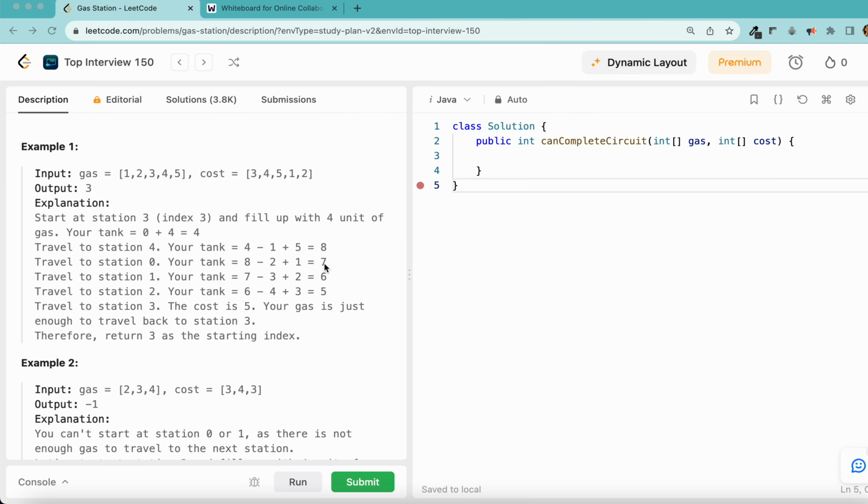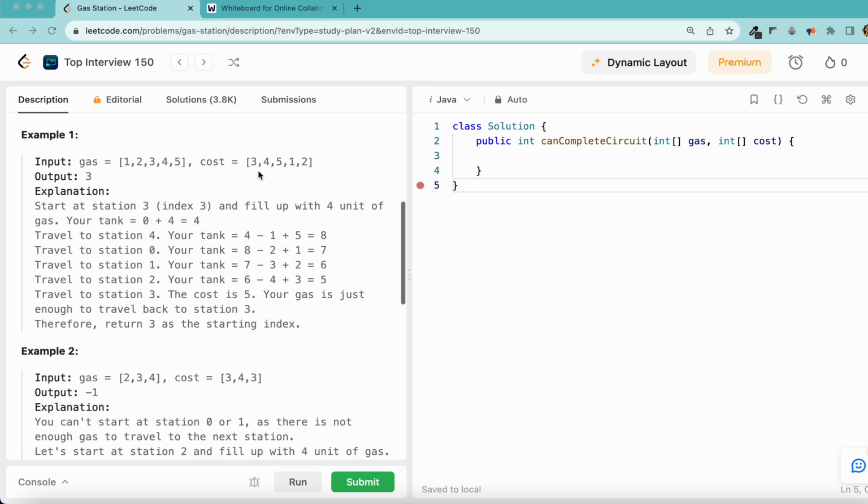So let's understand the example if you are feeling a little complicated right now. After understanding the example, it might be a little bit easier. So here is the gas, the amount of gas at certain stations. So 0, 1, 2, 3, 4, the amount of gas is present at stations 0 to 4, and the cost it will take for moving from that station, like from the 0th station it will cost you 3. From the 1st station it will cost you 4. Okay, now the output is 3. How is the output 3?